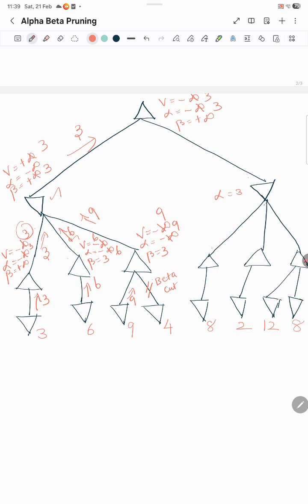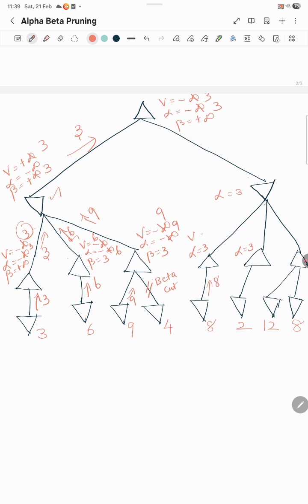Here also alpha will be 3. Here also alpha will be 3. So alpha is the best already explored option along path to the root for the maximizer. Okay, so here alpha's value is updated along the children. Okay, now what is here v? So from this you have to see what is v here.